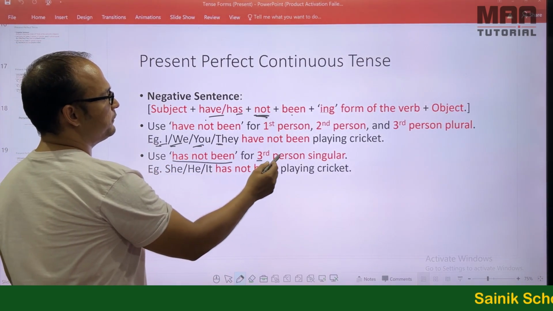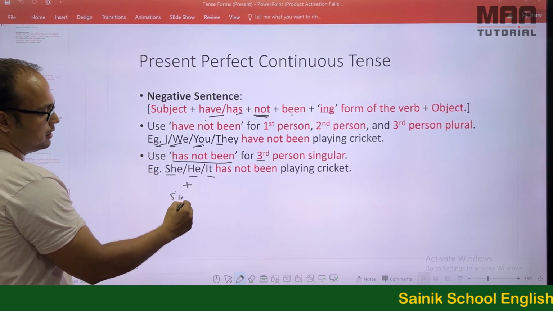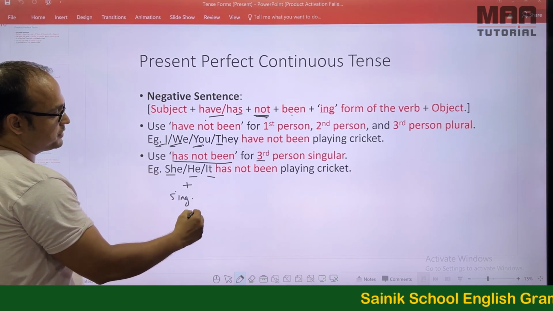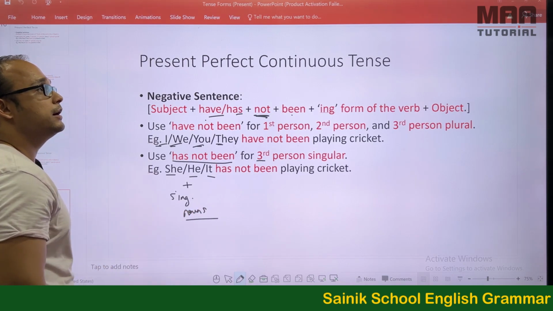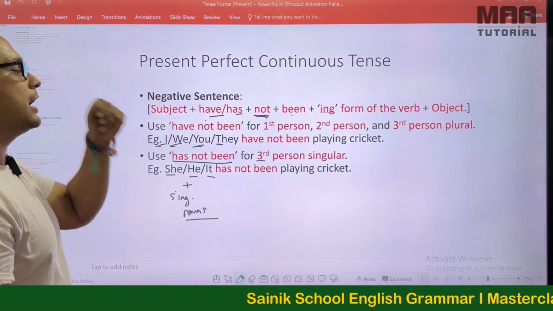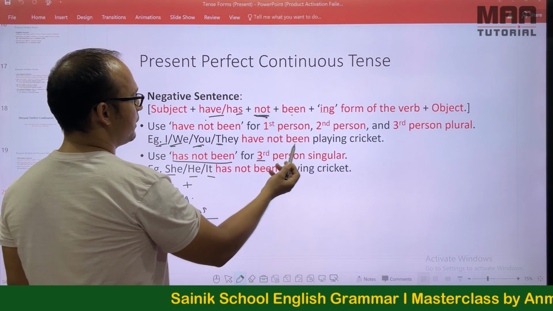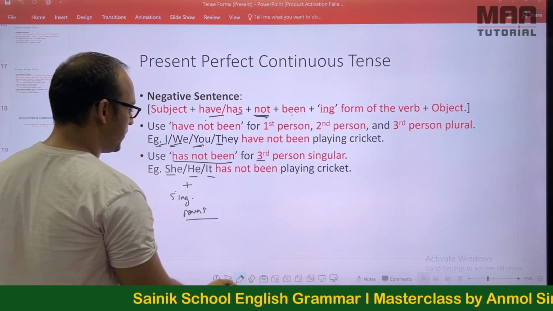And use has not been for third person singular, which is she, he, it, plus all singular nouns. All singular nouns and also other pronouns like distributive pronouns, they were also used as singulars. You should remember that from pronouns as well. And let's finish this. I have not been playing cricket, has not been playing cricket.